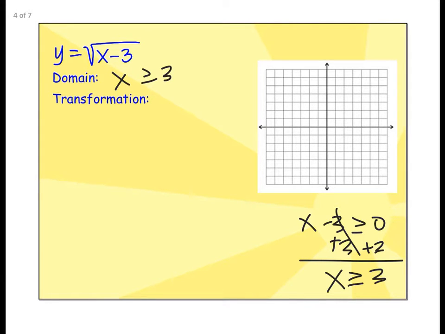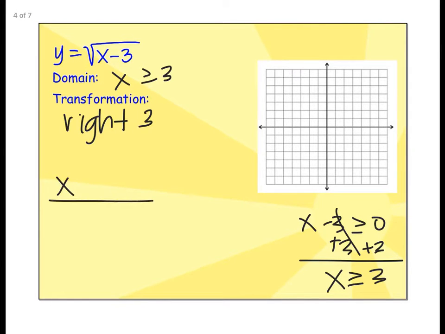That's going to help us with our table. Now I'm going to think back to what I know. Anything under the square root, just like anything inside the absolute value bars, shifts it left or right, and it lies. So I'm going to predict that it's going to be shifted right 3.